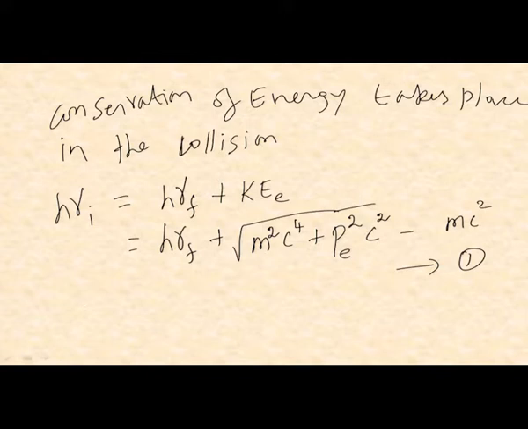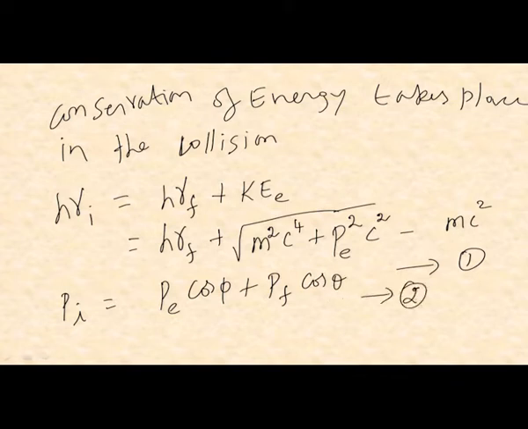So now coming to the conservation of momentum, momentum before collision is equal to p_e cos phi plus p_f cos theta. Keep this as equation 2. This is the conservation of momentum along the horizontal direction. Here the photon scattered with some angle, so you have to resolve that into two components, horizontal component and vertical component.